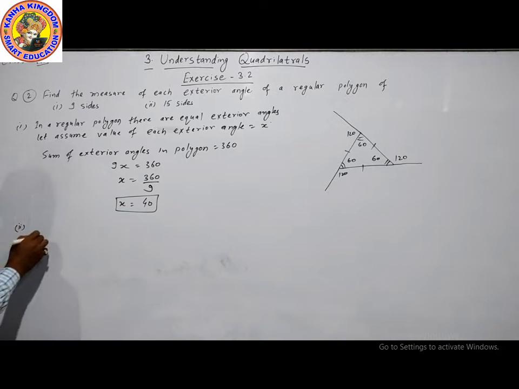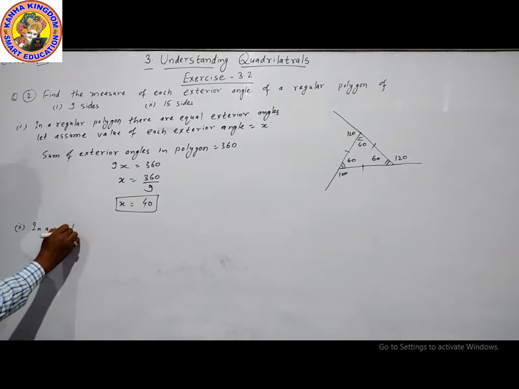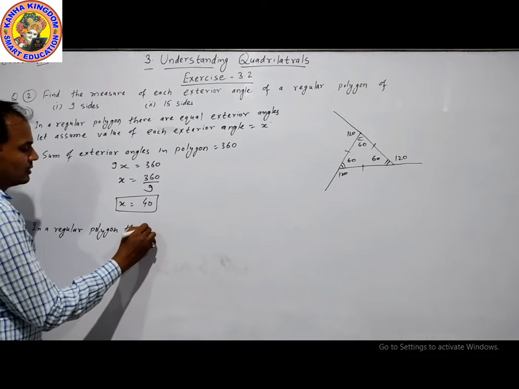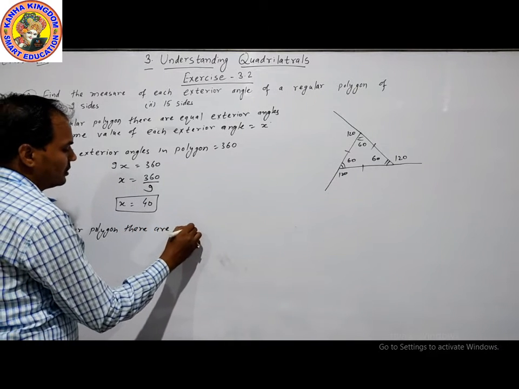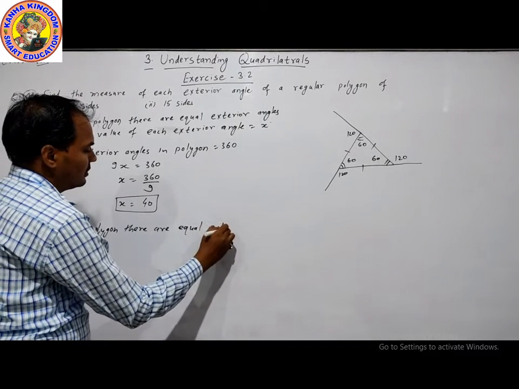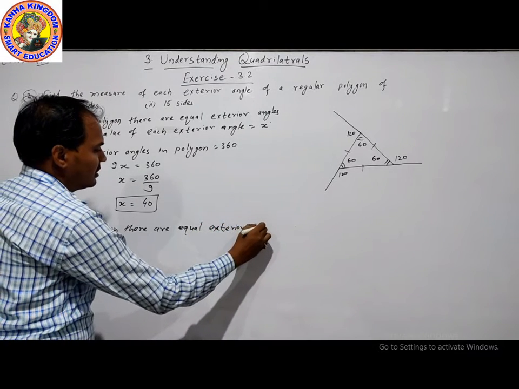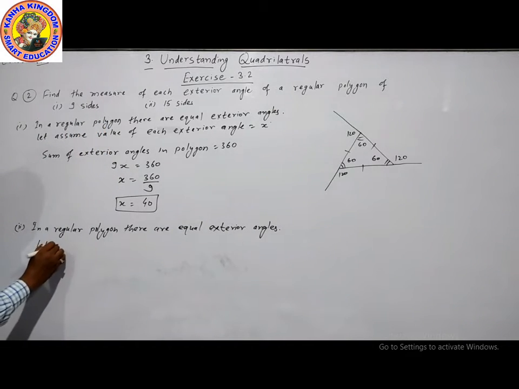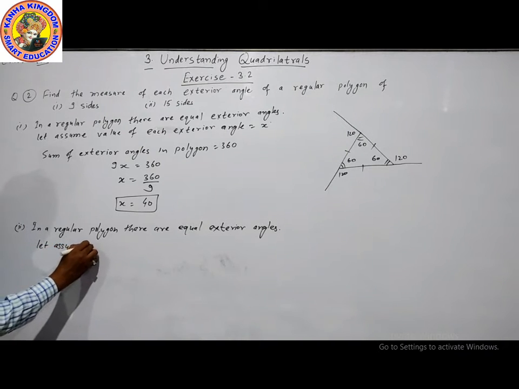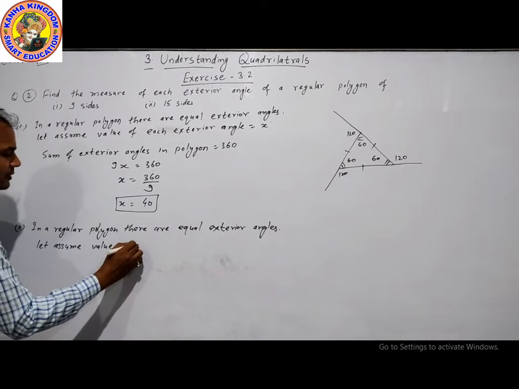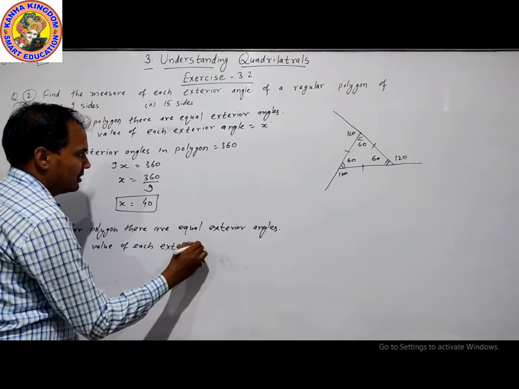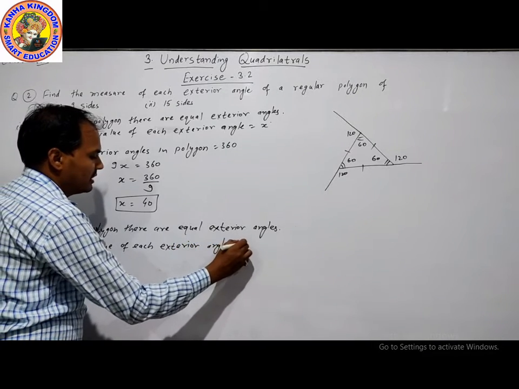Now question number second, 15 sides. In a regular polygon, there are equal exterior angles. Let us assume the value of each exterior angle is x degrees.